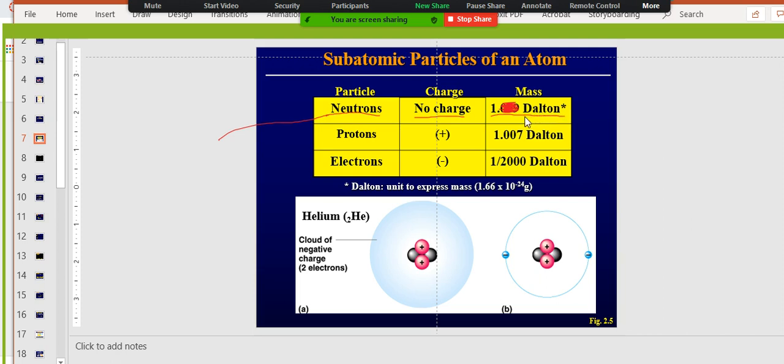And a dalton is named after a guy, like a lot of stuff in science, like Escherichia coli, that bacteria in your colon, is named after the physician Escherich that discovered it. And then we have protons, and protons have a positive 1 charge, and they're 1.007 daltons. So this is just a unit of mass. When you guys do the metric system, you'll figure out that they just made it all up.